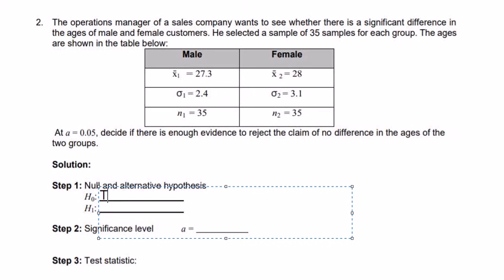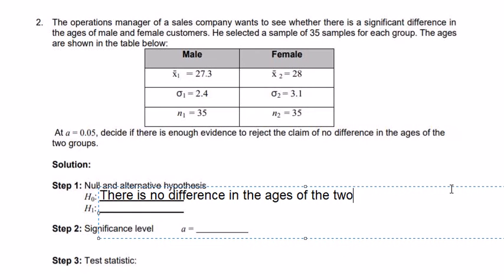H0, we can write, there is no difference in the age of the two groups. The H1, we can say there is a difference in the age of the two groups.